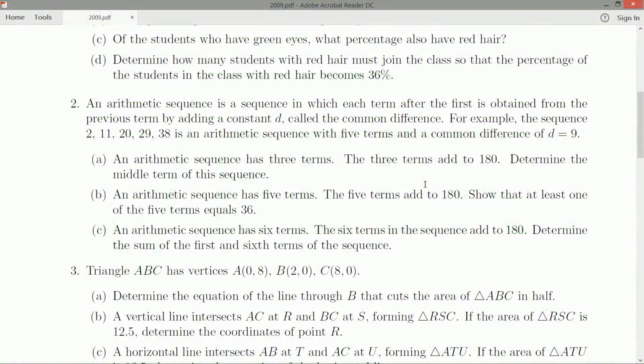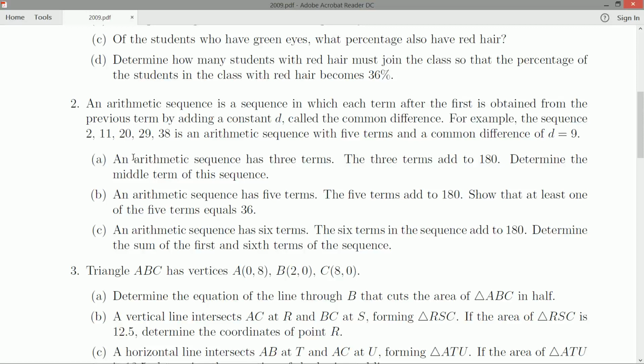An arithmetic sequence is a sequence in which each term after the first is obtained from the previous term by adding a constant d called the common difference. For example, the sequence 2, 11, 20, 29, 38 is an arithmetic sequence with 5 terms and a common difference of d equals 9. 2 plus 9 is 11. 11 plus 9 is 20. 20 plus 9 is 29, and so on.